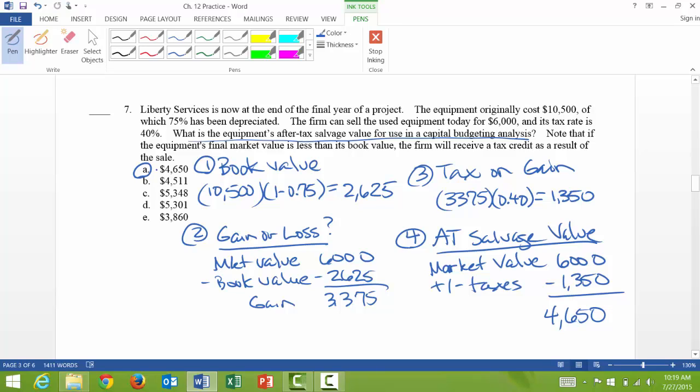And that's the after-tax salvage value. We would include this at the end of the life of the project. So if it was a 4-year project, we would add 4,650 at year 4 to the cash flows. Okay.